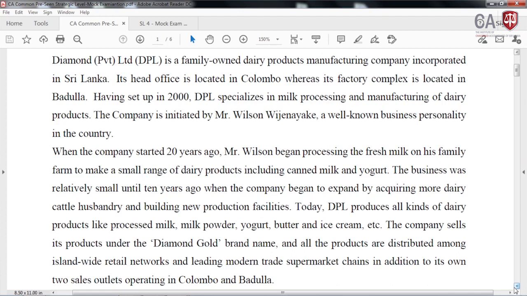The company sells products under the Diamond Gold brand name, and all the products are distributed through an island-wide retail network and leading modern trade supermarket chains, in addition to its own 2 outlets operating in Colombo and Badulla. So, they normally sell the product via the island-wide retail network. They use modern supermarket chains in addition to their own 2 sales outlets operating in Colombo and Badulla.